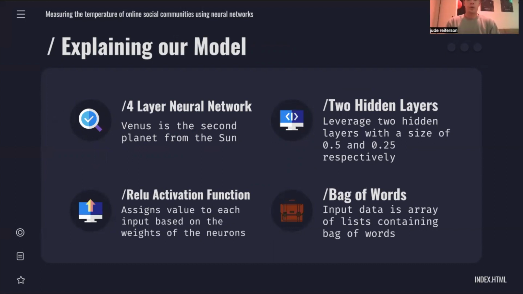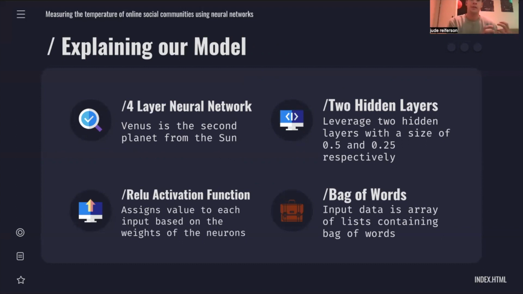So our model was constructed by using a 4-layer neural network with 2 hidden layers. So this leveraged 2 hidden layers with the size of 0.5 and 0.25 respectively. And to train the model, we use the ReLU activation function. This works by assigning value to each input based on the weights of the neurons. So it was a powerful training function that allowed us to increase our accuracy significantly.